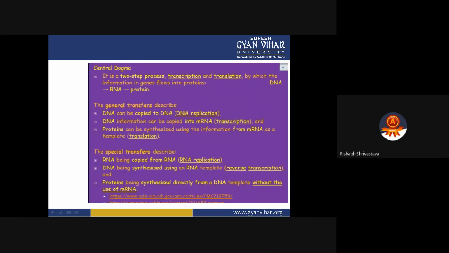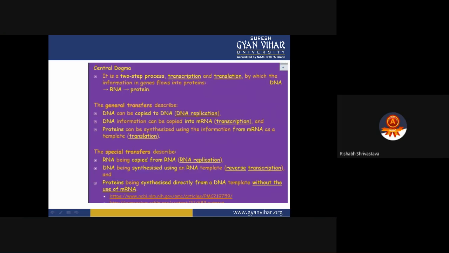The general transfer is described as follows: whenever you are making DNA from a DNA, it is called DNA replication. When the genetic information in DNA is copied into making an mRNA, it is called transcription. And when proteins are being synthesized by using the information from mRNA, this process is called translation.